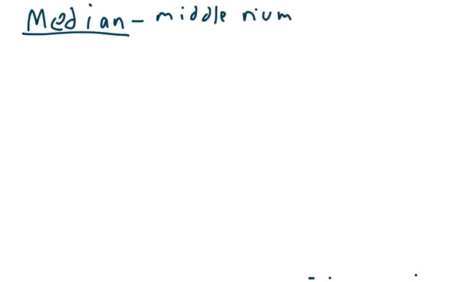Now, one thing that you have to be careful of is that you must put the numbers in order. Numbers in order. What does that mean? Well, there's two types of ways to do median. First of all, if you have an odd number of pieces of data, all that means is 1, 3, 5, 7, 9, 11, and so on.